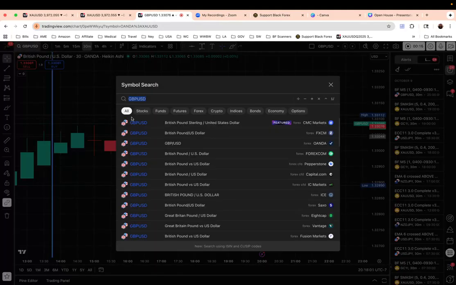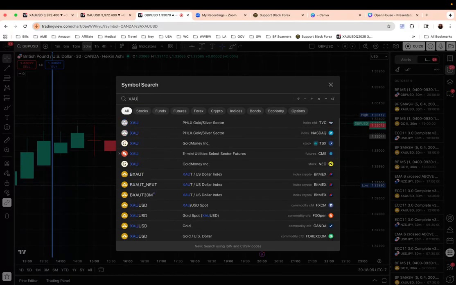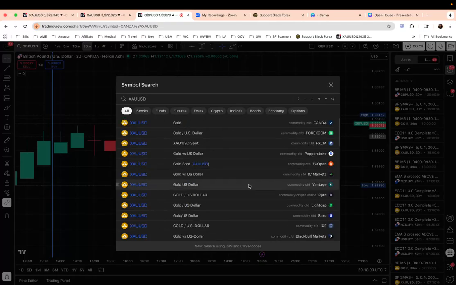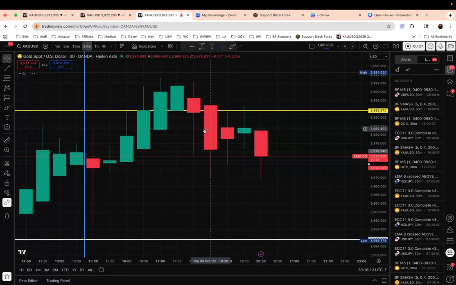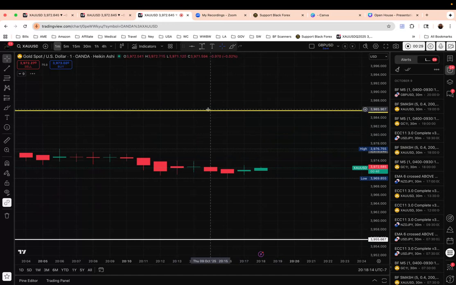In the left-hand corner, you can click on symbol search and we're going to practice on gold. Gold is XAU USD. All right, and then we're going to start on the 1 minute time frame.